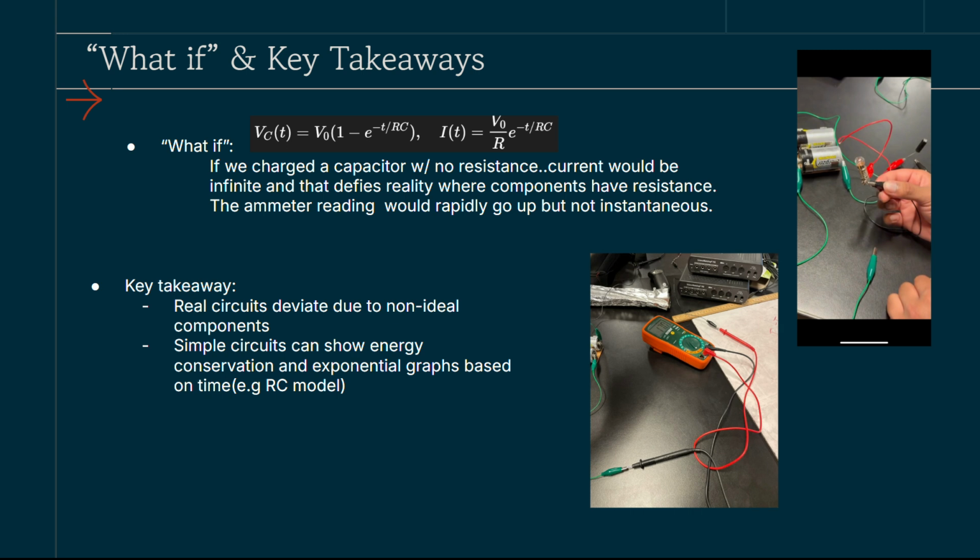And the key takeaways for this is real circuits, outside of just equations and models, just from pure theory, deviate because of non-ideal components. And we can see that simple circuits, such as the ones that we built in lab, can show energy conservation throughout the circuit, as well as exponential graphs based on time.